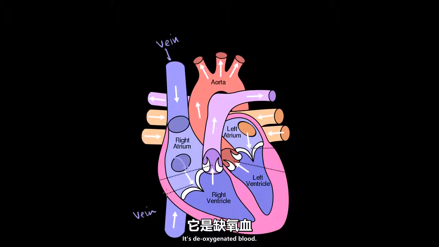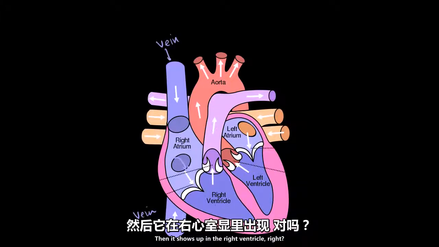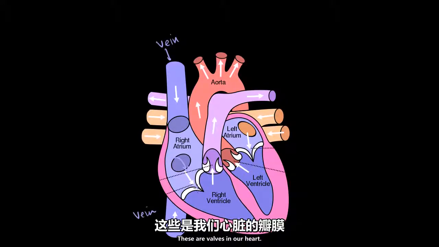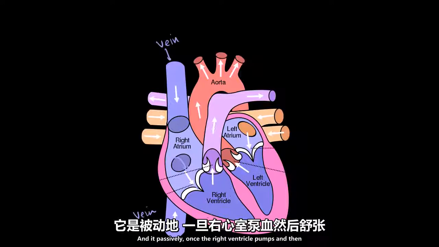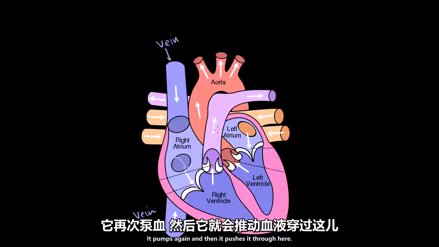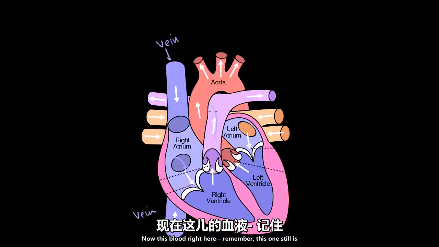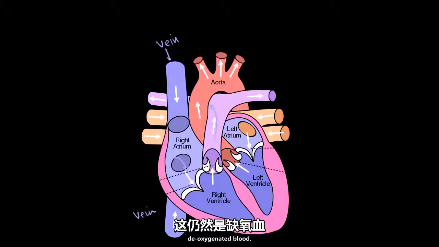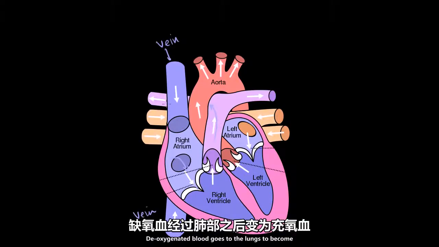It's deoxygenated blood. It's coming from veins. The body used the oxygen. Then it shows up in the right ventricle. Right? These are valves in our heart, and it passively, once the right ventricle pumps and then releases, it has a vacuum and it pulls more blood from the right atrium. It pumps again, and then it pushes it through here. Now, this blood right here, remember, this one still is deoxygenated blood. Deoxygenated blood, it goes to the lungs to become oxygenated.